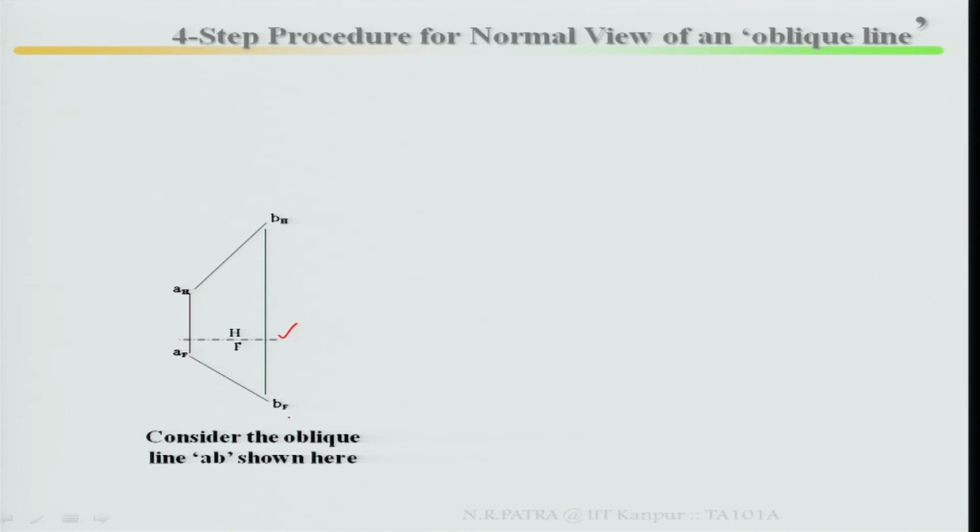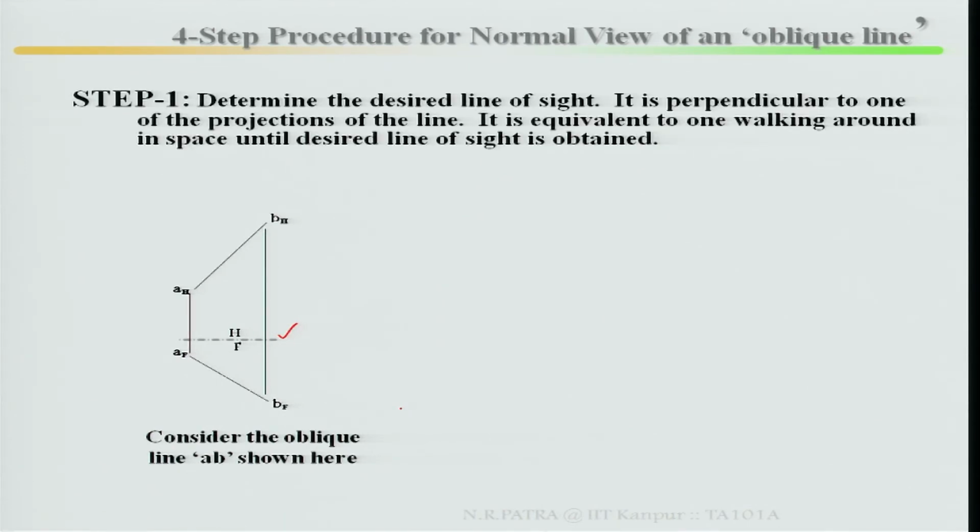If AF and BF, what does it mean? AF means the AB line, or point A's coordinate, lies in the frontal plane. Determine the desired line of sight. Step 1: it is perpendicular to one of the projections of the line. It is equivalent to walking around in space until the desired line of sight is obtained. I will show it later in the 3D view.